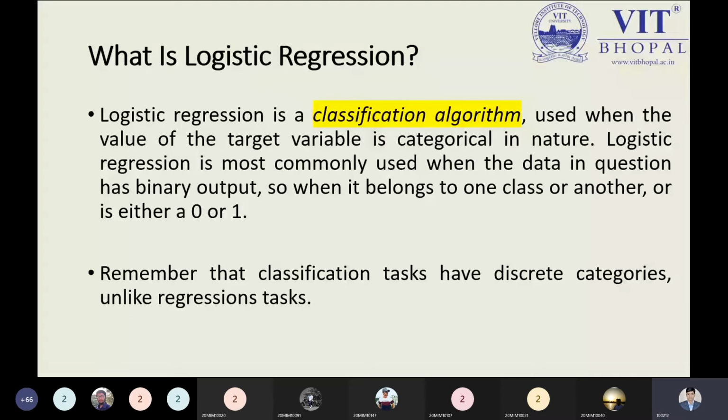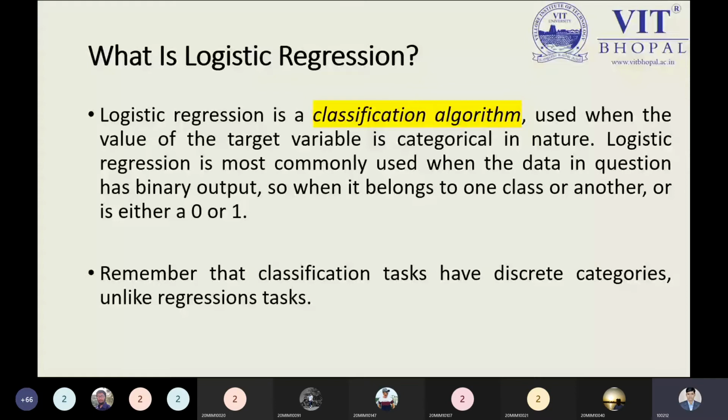So I have spoken a few ideas about what logistic regression is. Is it clear to all right now? Just tell me, is it clear? The fundamental study is clear? Yes, yes, sir. Yeah, good, super.